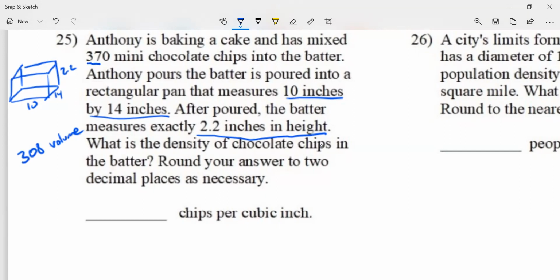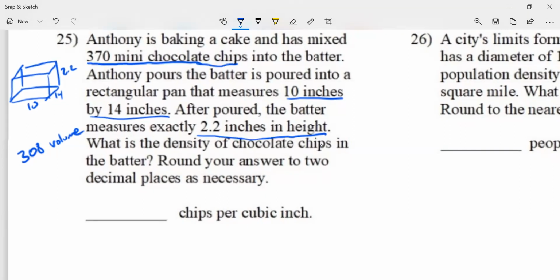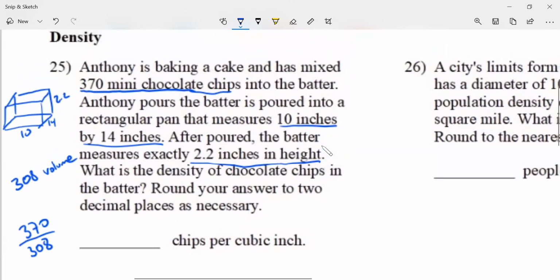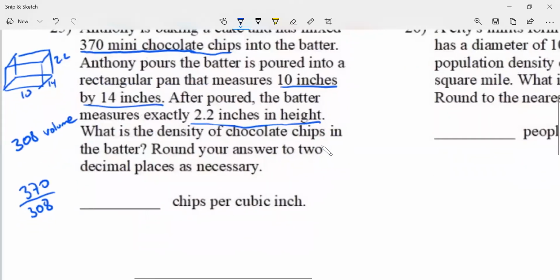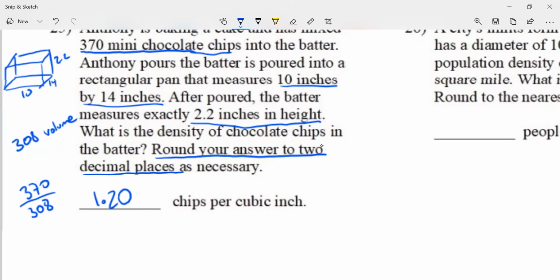He has 370 mini chocolate chips. Now here my question is, how many chocolate chips per cubic inch? So I'm just going to go 370 divided by 308. I'm going to round my answer to 2 decimal places. So I'm going to write 1.20. Now, you guys will ask, why 2 decimal places? Because that's what it says in the instructions: round your answer to 2 decimal places as necessary.